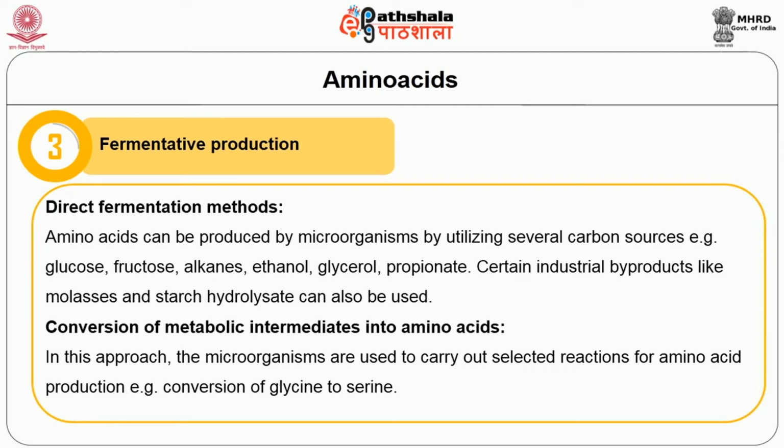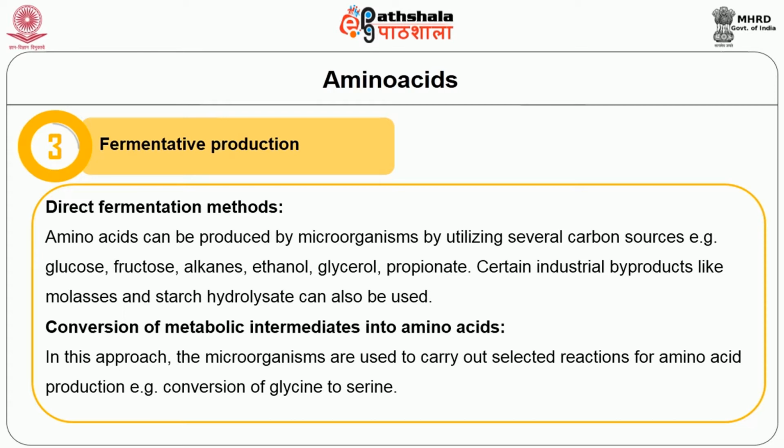Amino acids can be produced by microorganisms by utilizing several carbon sources. Example, glucose, fructose, alkanes, ethanol, glycerol and propionate. Certain industrial byproducts like molasses and starch hydrolyzed can also be used. Methanol, being a cheap carbon source, is tried for amino acid production but with limited success.